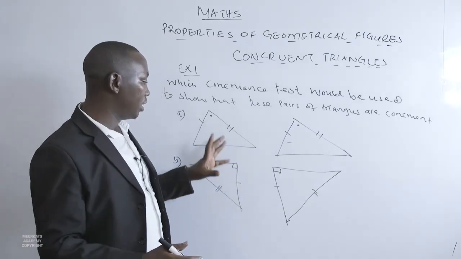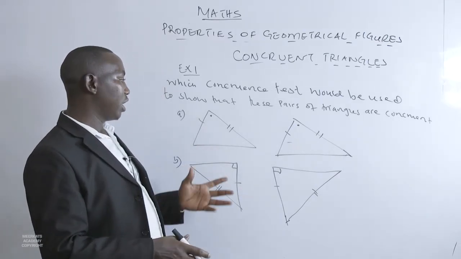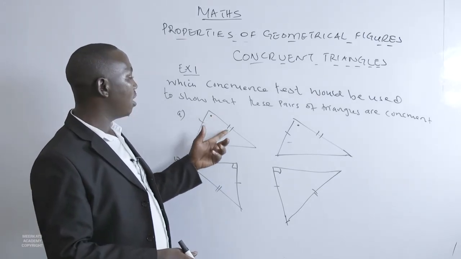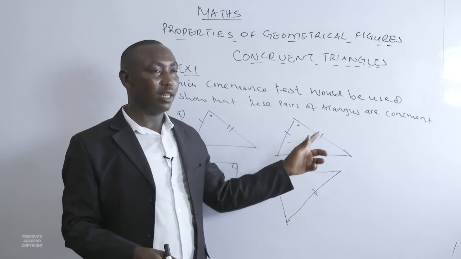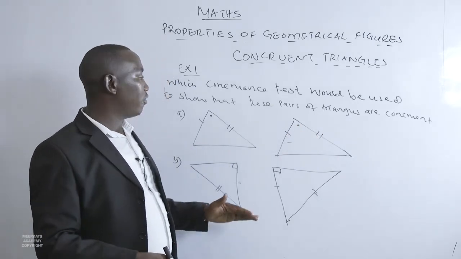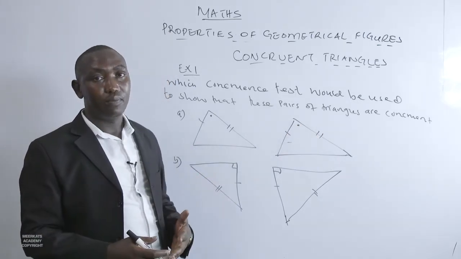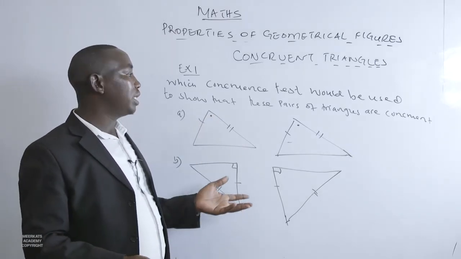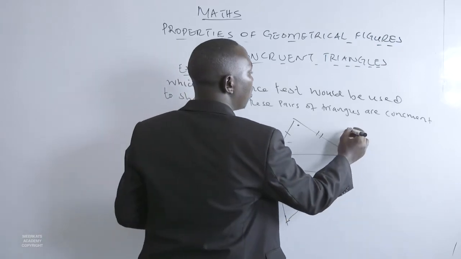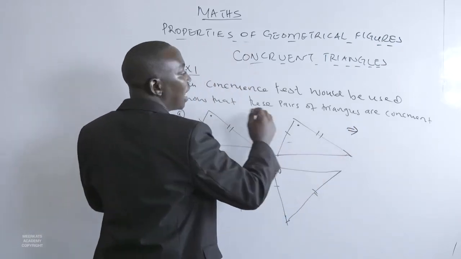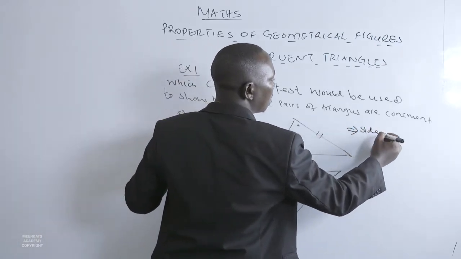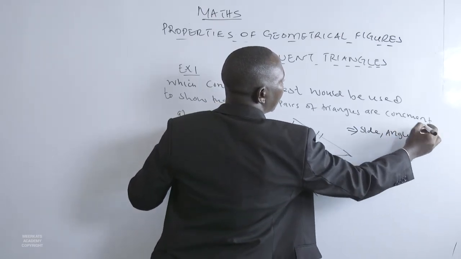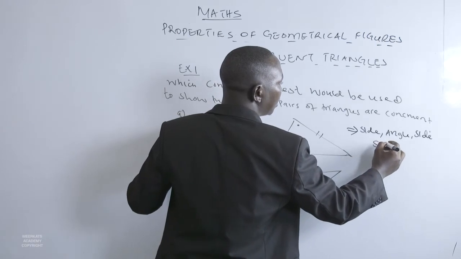So let us look at these 2 first. In the first case, we have one angle and 2 sides. So which test are we going to use? It is clear we have an included angle and 2 sides. So this will tell you that for number 1, we are going to use the side angle side test, that is SAS.